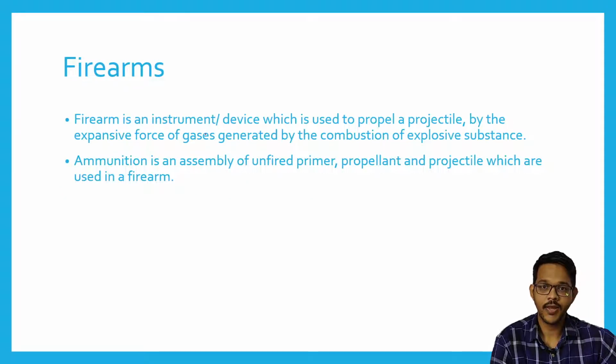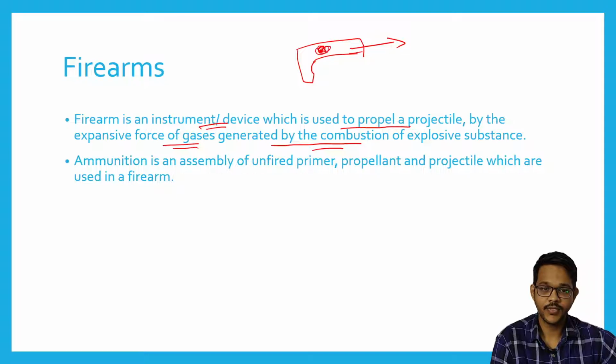Now coming to firearm per se. Forensic ballistics mainly deals with firearms. Firearm by definition is an instrument or a device which is used to propel a projectile by the expansive forces of gases generated by combustion of explosive substance. So a firearm is an instrument like a gun which propels the projectile, which may be anything like a bullet, by the expansive forces of gases.